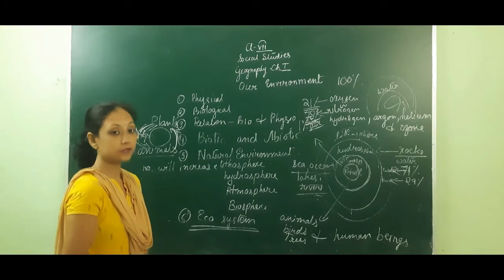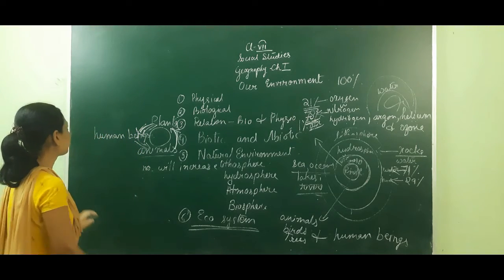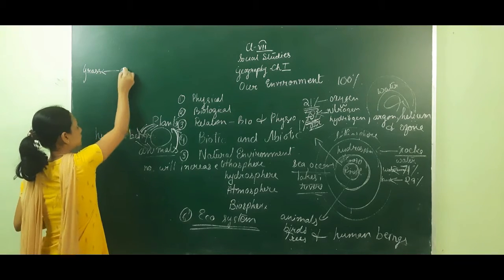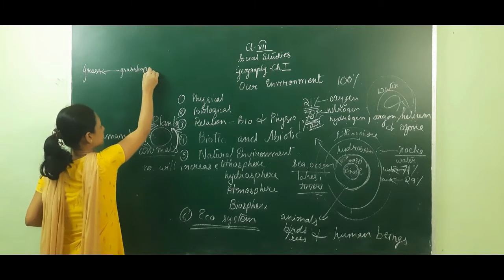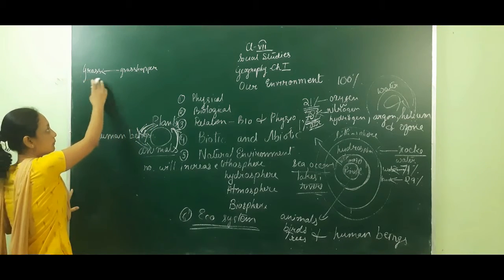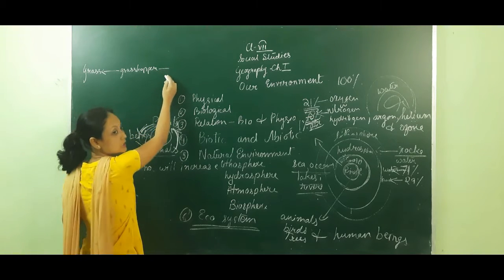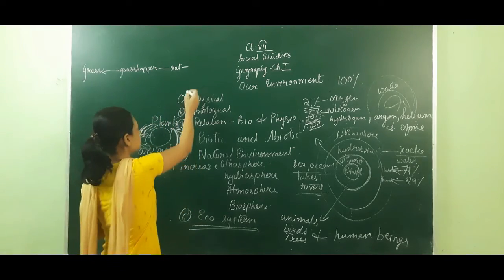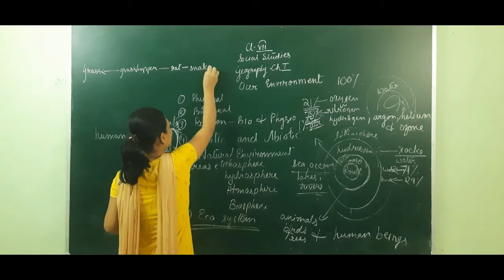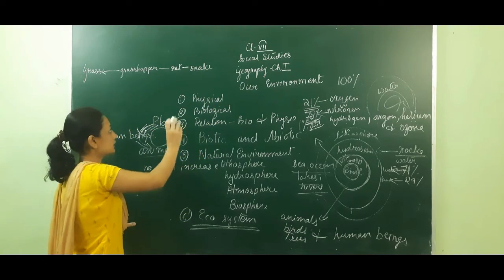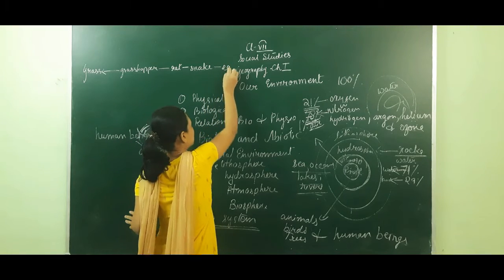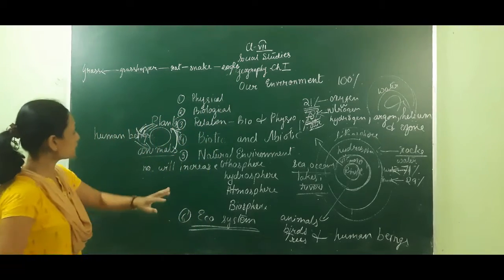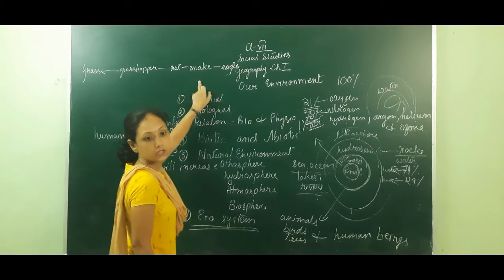Next, let's move into another example. That is the grass. We know that grass is eaten by a grasshopper, and the grasshopper is eaten by a rat. Now, who eats this rat? Next comes the snake. And another one, more powerful than this snake, is the eagle, E-A-G-L-E. This is an example of eco balance.